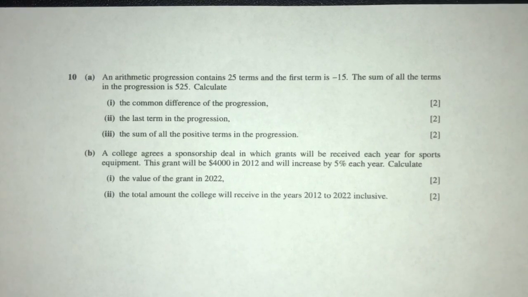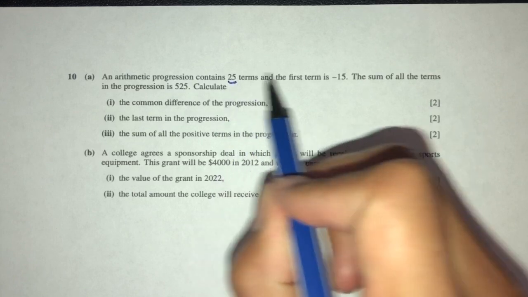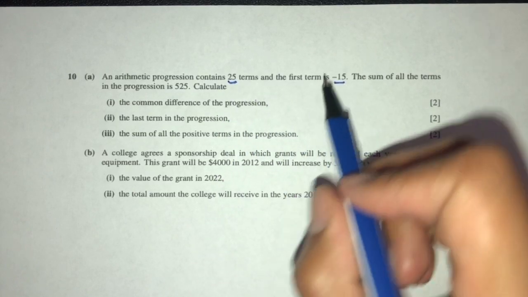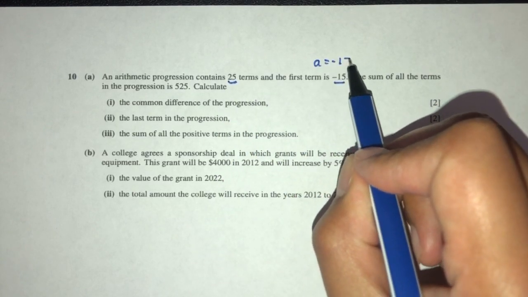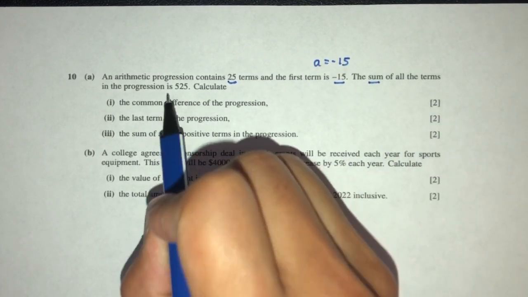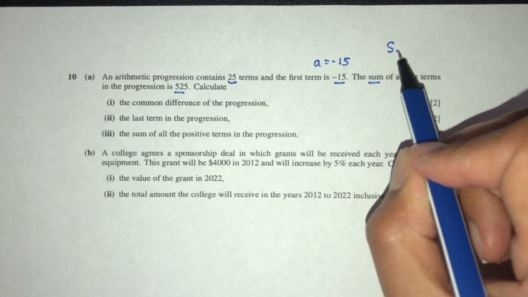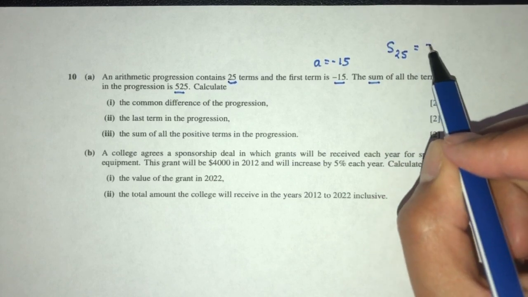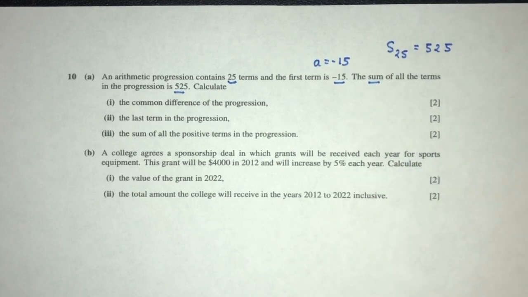Now let's move on to the next question. An AP contains 25 terms, and the first term is minus 15. So a will be minus 15, and we have 25 terms. The sum of all the terms is this. So the sum of the 25 terms is equal to 525. Now, because we know it is an AP, we know the formulas to use.